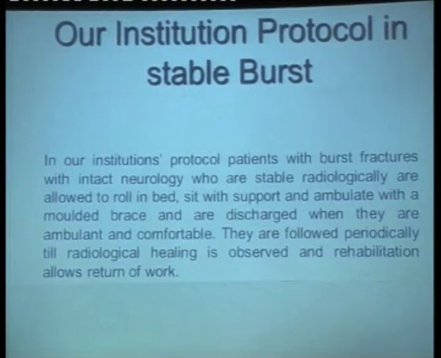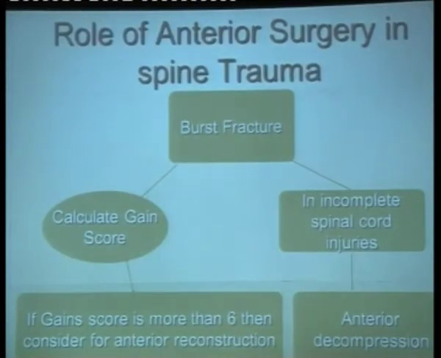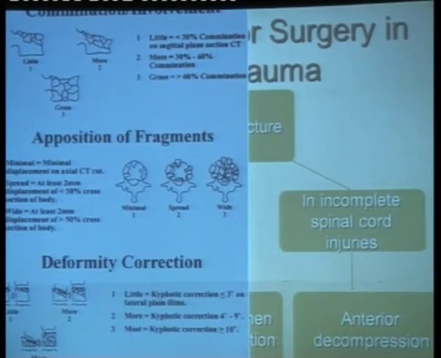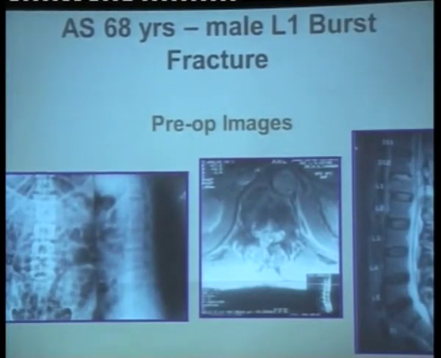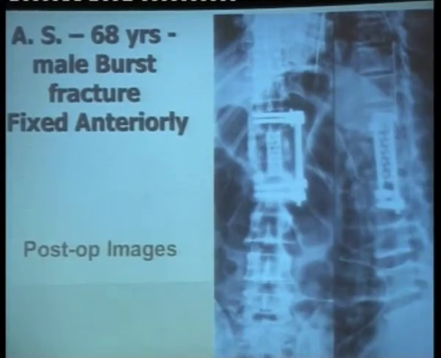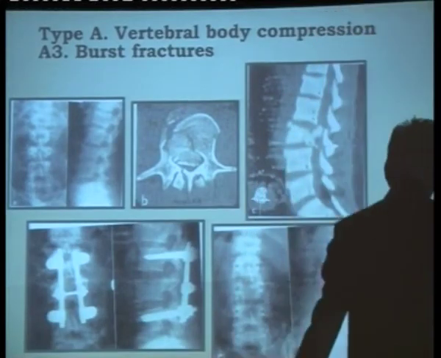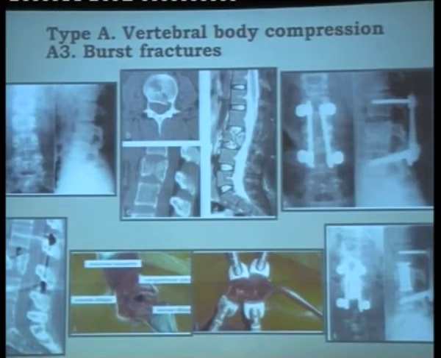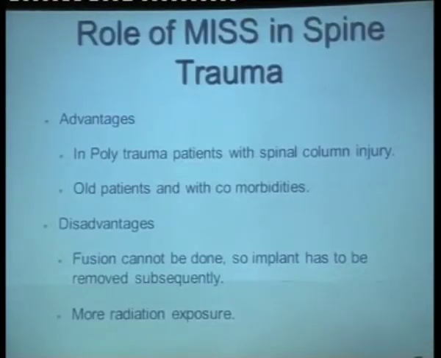Now, when it comes to burst fractures, if they are stable burst fractures, there are enough studies which show that they can be managed conservatively. They behave differently than the other fractures which are there in the thoracolumbar spine. However, if you need to go in for a surgery, whether you need an anterior reconstruction or not, you can come to a conclusion with a gain score. So if the gain score is more than 6, you would need an anterior reconstruction, and if it is less than that, you may not need an anterior reconstruction. Here's an example of a thoracolumbar burst fracture just managed anteriorly, and another one which was managed initially posteriorly and then an anterior augmentation was done subsequently.